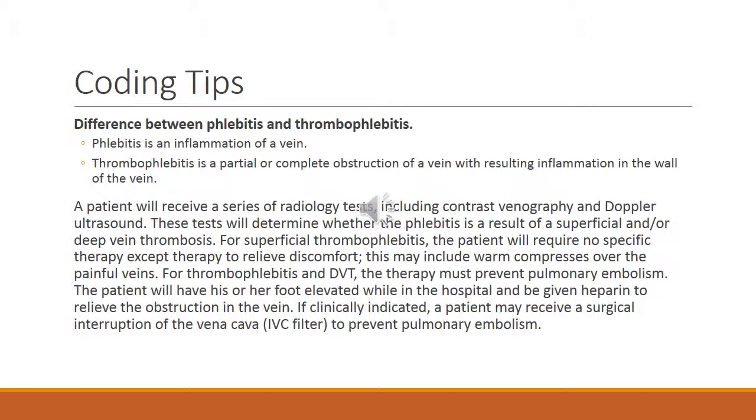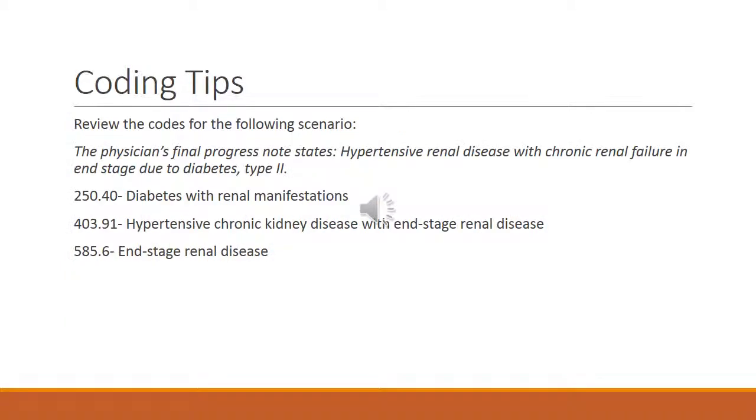For thrombophlebitis and DVT, the therapy must prevent pulmonary embolism. The patient will have his or her foot elevated while in the hospital and be given heparin to relieve the obstruction in the vein. If clinically indicated, a patient may receive a surgical interruption of the vena cava, the IVC filter, to prevent pulmonary embolism.